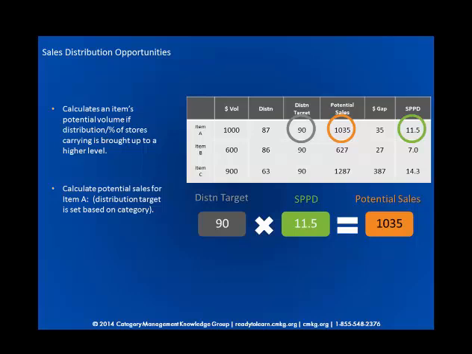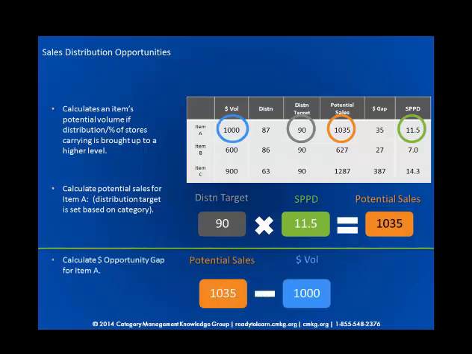So if we were to increase item A by 3 distribution points to take it from 87 to 90, we would have an increase of 1,035. Again, this is probably a dollars per store per week measure. It's typically how we would look at it.